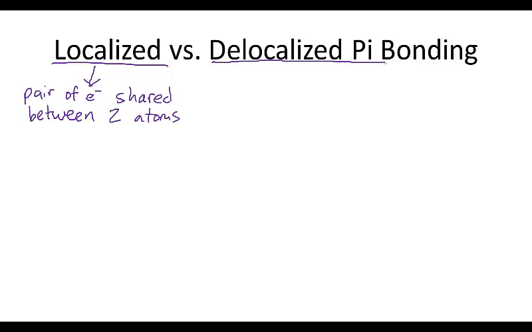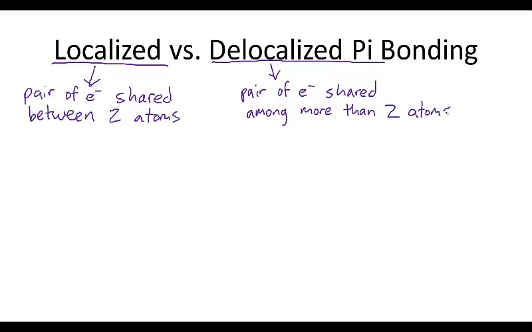And then a delocalized pi bond would be one pair of electrons shared among more than two. So the way this works in a molecule like ozone, pi bonding happens when p orbitals on neighboring atoms line up parallel to each other. So pi bonding, parallel p orbitals. You'll learn about it in Module 5 if you haven't done it yet.